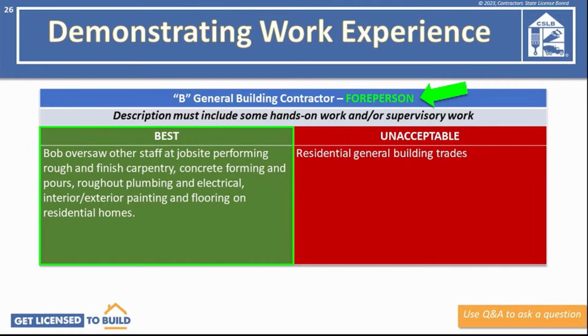Here's an example of the best type of description. Bob oversaw other staff at job site performing rough and finish carpentry, concrete forming and pours, rough out plumbing and electrical, interior, exterior painting, and flooring on residential homes. Again, an unacceptable description would be something generic like residential general building trades.